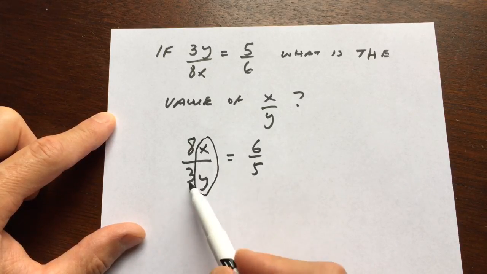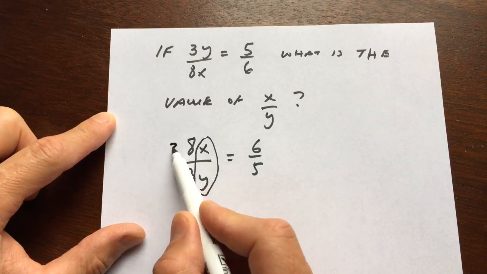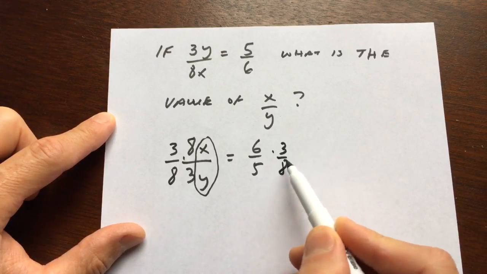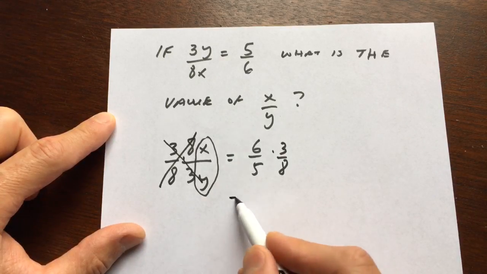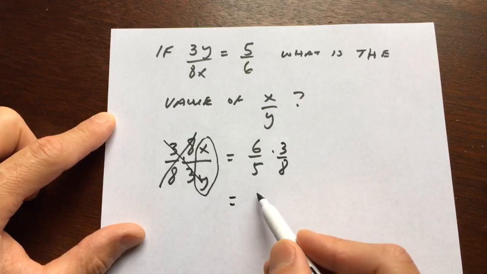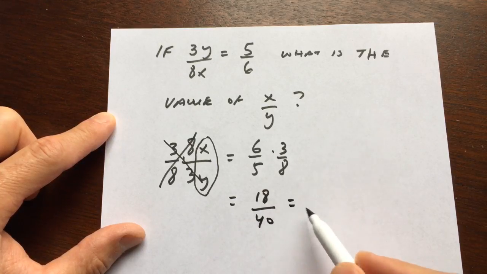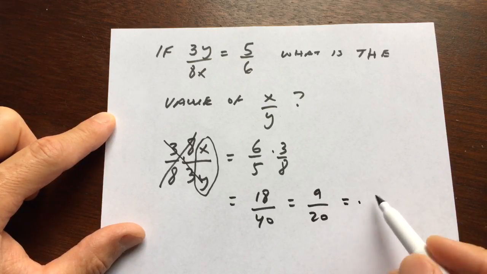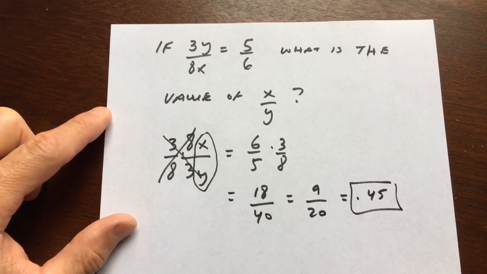So how do we get rid of that 8/3? Well, you could divide by 8/3, but sometimes it's easier just to multiply by the reciprocal. So I'm going to multiply both sides by 3/8. See how the 3's cancel and the 8's cancel, numerator and denominator? Now you can see we're looking at 18 over 40, which reduces down to 9 over 20, which equals what Bob was saying, 0.45. So that's exactly right. Good question.